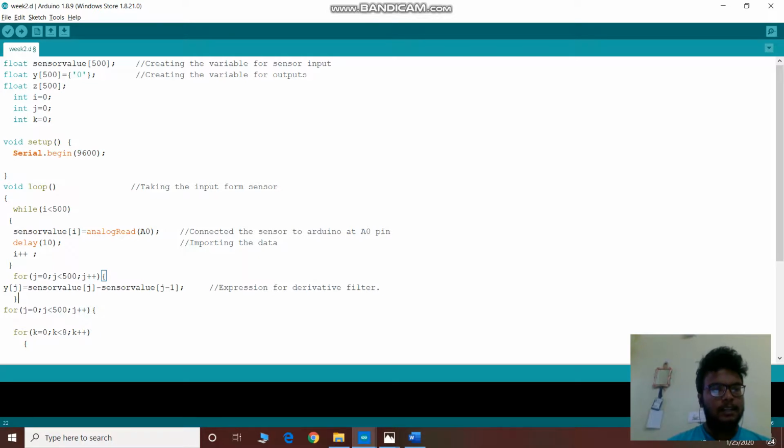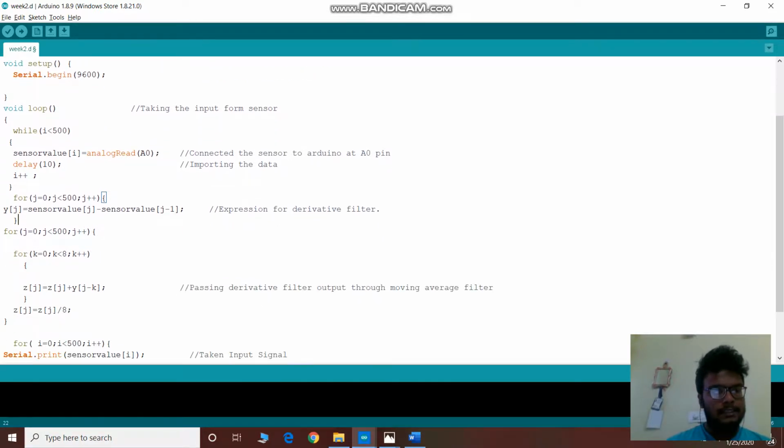Delay of 10 for a continuous signal. First I'm passing it through the derivative filter. See, this is for the derivative filter: x of j equals sensor value of j minus sensor value of j minus 1. This is the derivative filter output, and this y is the output of the derivative filter. Again, we are passing that y through the MA filter. You can clearly see this here. This is the code for the MA filter, right? We discussed it in the previous problems.